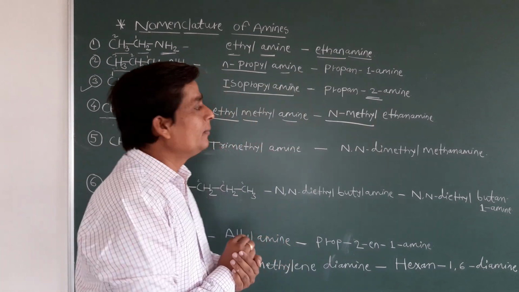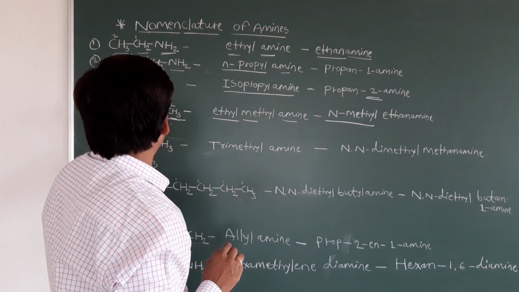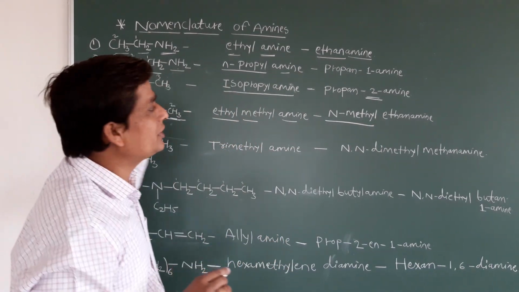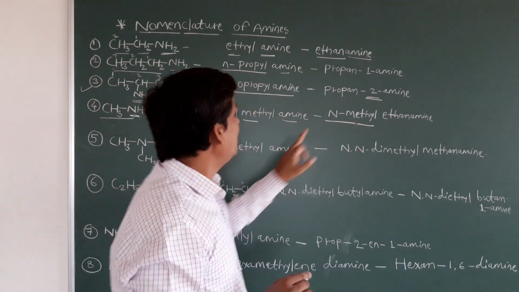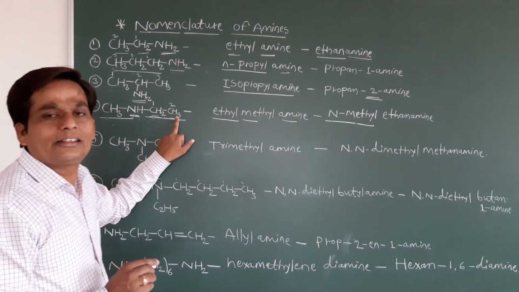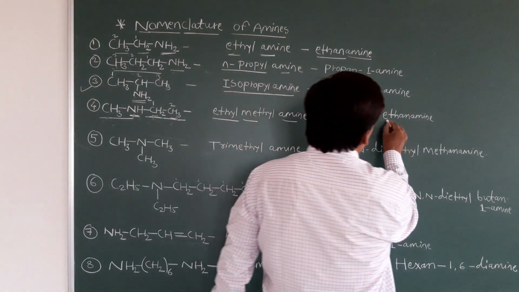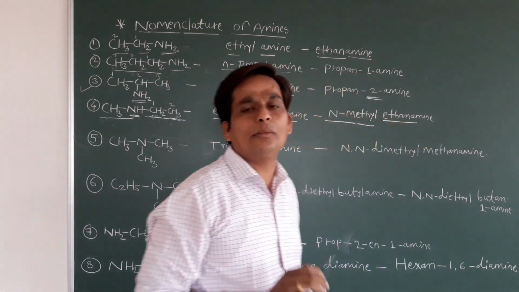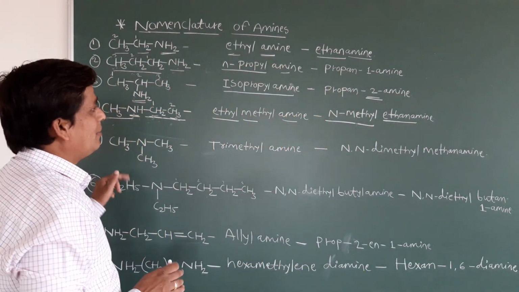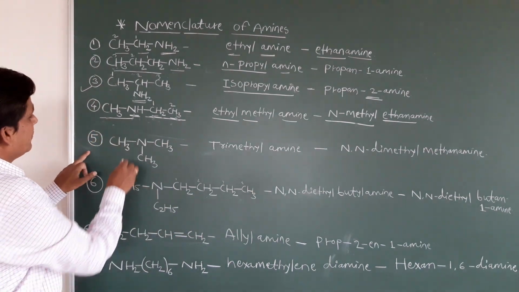This is one of the rules. This methyl group is attached to this nitrogen. That's why we can say it is N-methyl. And here the long chain is what? 2 carbon means we can say it is ethanamine, from ethane replaced by amine. Okay, see another example.